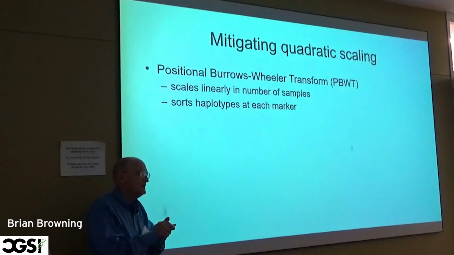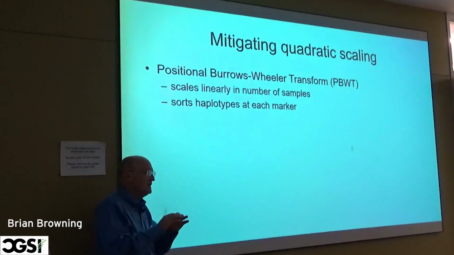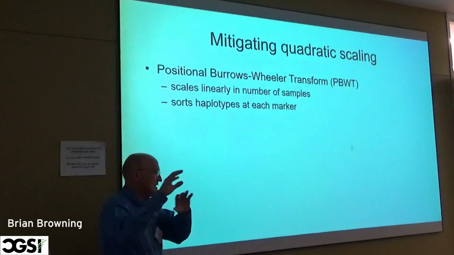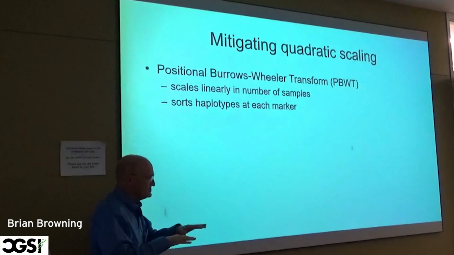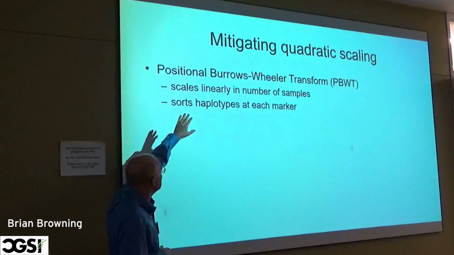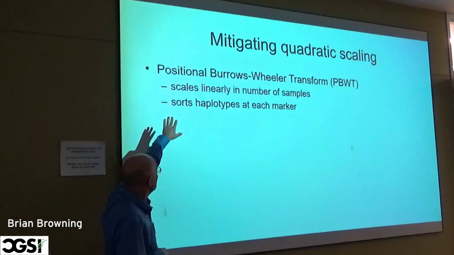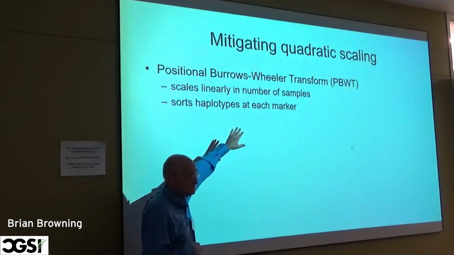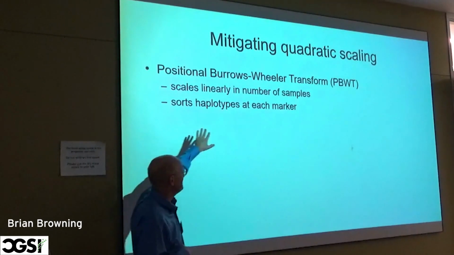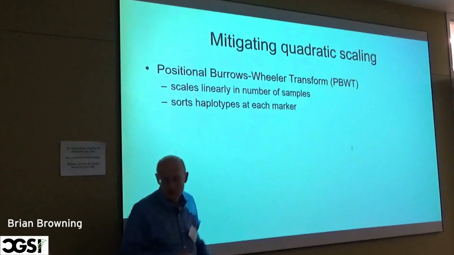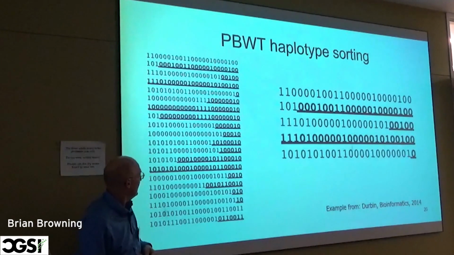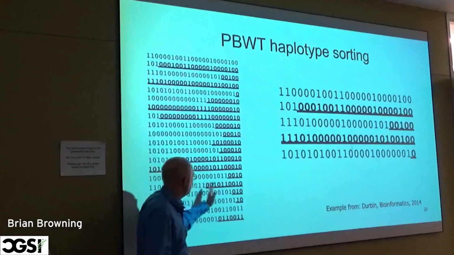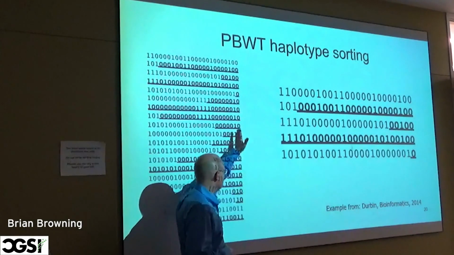The references I gave are selected to illustrate papers that introduce new ideas into the field, new approaches at a certain level. So for the PBWT, I included Durbin's paper. It scales linearly in the number of samples, which is exactly what we want, and it sorts haplotypes at each marker. Here's a picture from Durbin's paper, and it essentially marches down. At this point, the PBWT algorithm is at this marker.